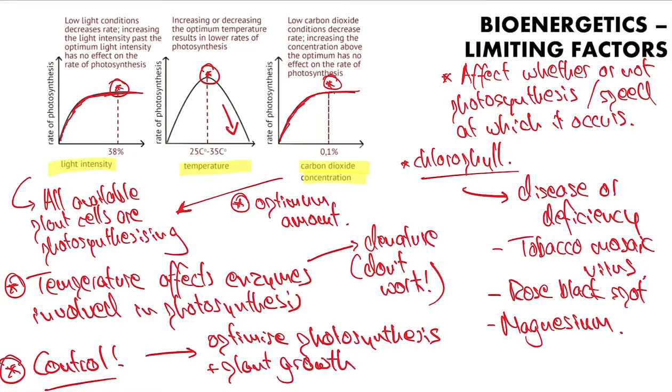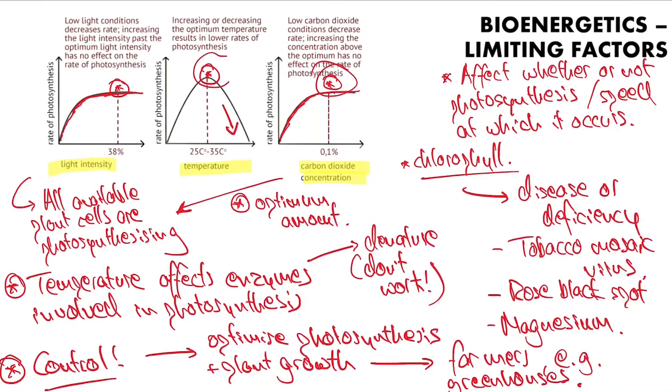So if you think about farmers and their use of things like greenhouses to grow plants, the reason they do that is obviously they can create conditions in which the plants sit primarily at the optimum conditions in terms of temperature, chlorophyll, light intensity, and carbon dioxide, so therefore they photosynthesize the most, and therefore they can produce as much glucose and oxygen as they can and grow as much as possible.